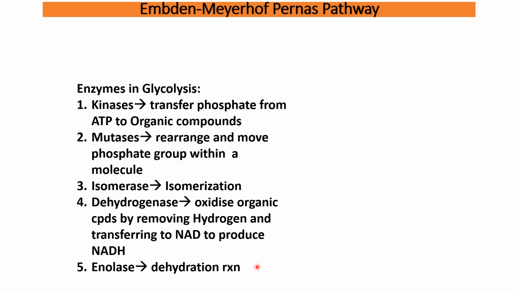Now, all these enzymes are named based on 2 criteria. The first criterion is based on the type of reaction they catalyze, and the second criterion is based on the substrate they act upon, like the kinase enzyme that transfers a phosphate group from ATP to glucose, which is called hexokinase. Hexo is based on the 6 carbon sugar, and then kinase is based on the function of the enzyme, as we are going to see. Now let us look at the Embden-Meyerhof-Parnas pathway in detail.